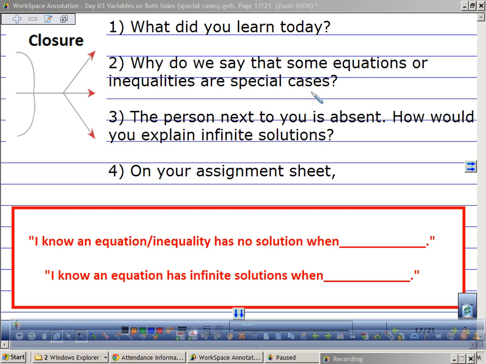What did we learn today? Jesse. What did we learn today? We learned about putting variables on both sides. Okay, we've had variables on both sides. What else? We added to that. Yes. Andrew. We learned about no solution. What else? All real numbers. Excellent. Why do we say that some equations or inequalities are special cases?